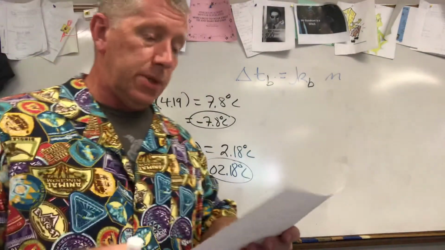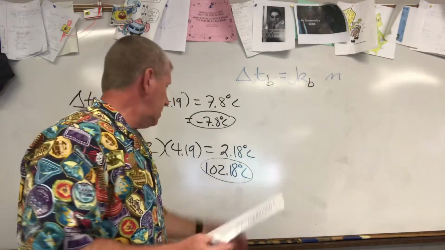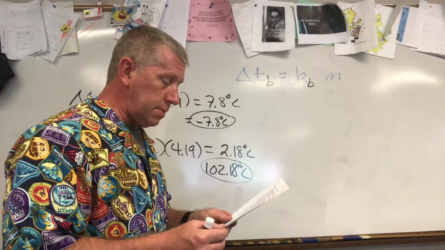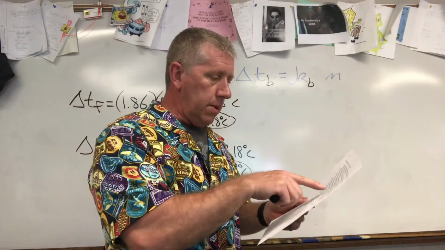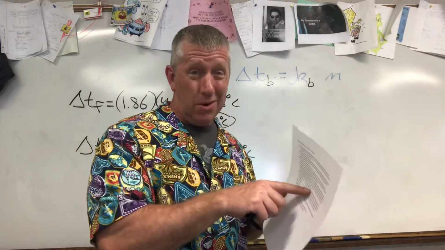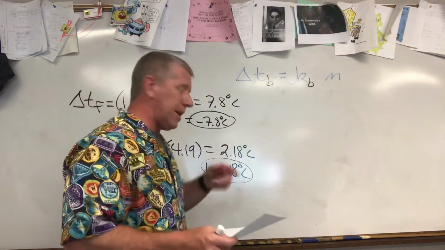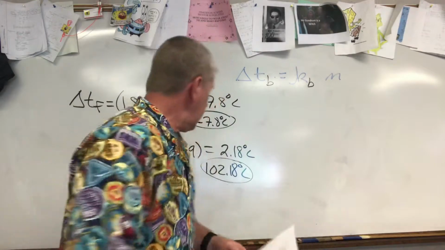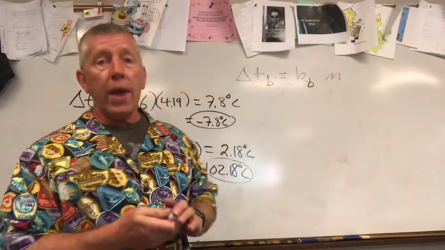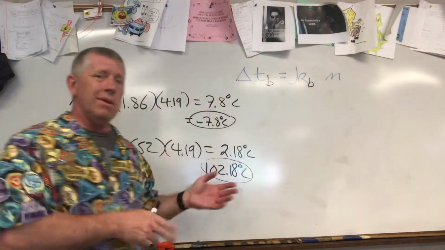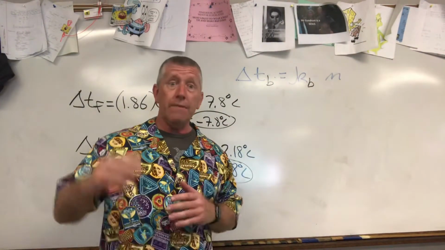I put the answers down here for you, and we'll check them. 7.79, I made it 7.8, and 102.18. Actually, I should have put down here, what was the boiling point of the solution? That answer is actually incorrect. What's wrong with that? 2.2. That's the elevation. We should have added 100 degrees to that. So that's a typo on there. I have to change that. So it should be 102.2.